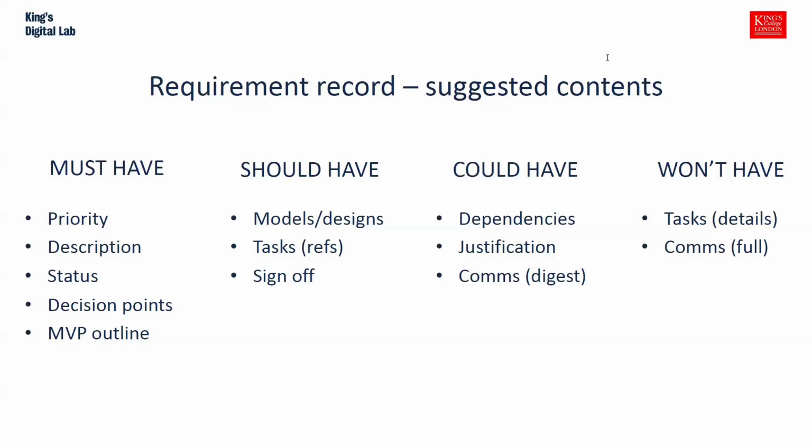So that's important. Should have, these are important, but not life or death. Models and designs, generally don't put them in the record, but point out to them. Tasks, don't put them in the record. A requirement record is not a task management system. Have references to tasks, point to your task management system and say, these are the tasks that are being worked on by the developers and designers to do this requirement.